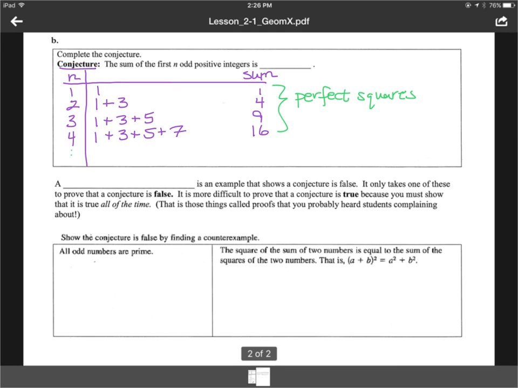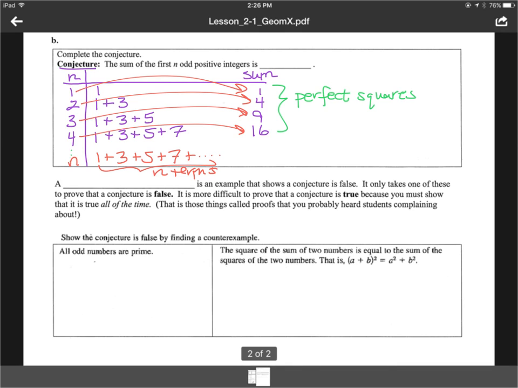So that means I want you to tell me if I put n number of terms here, if I added 1, 3, 5, 7, however many I need to get n terms, what would it add to? Well, look, 1 to 1, 2 becomes 4, 3 becomes 9, 4 becomes 16. N gives you a sum of n squared. The sum of the first n odd positive integers is n squared.